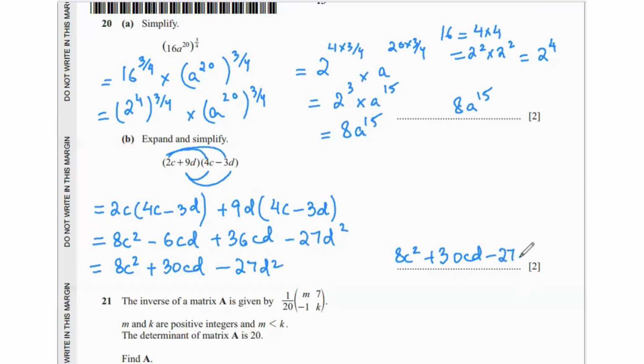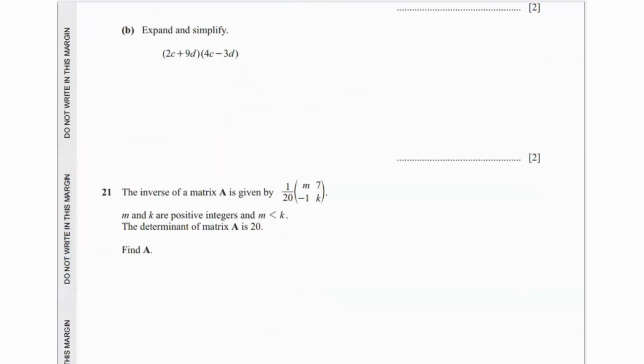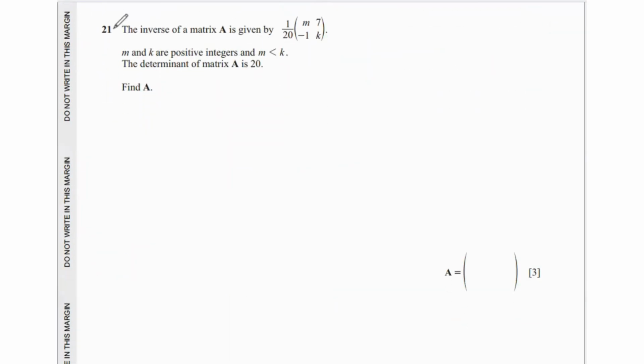So this is your expanded and simplified expression. Question 21 says the inverse of matrix A is given by 1 over 20 times the matrix m, 7, negative 1, k. M and k are positive integers where m is less than k. The determinant of matrix A is 20. Find A. So in this question, basically what they're asking us to do is go backwards.